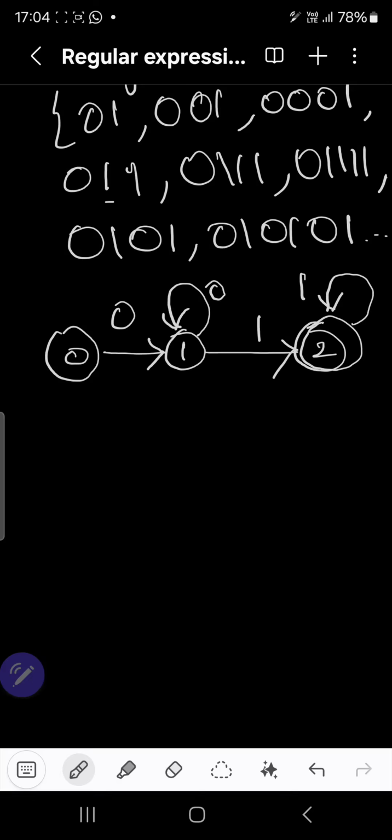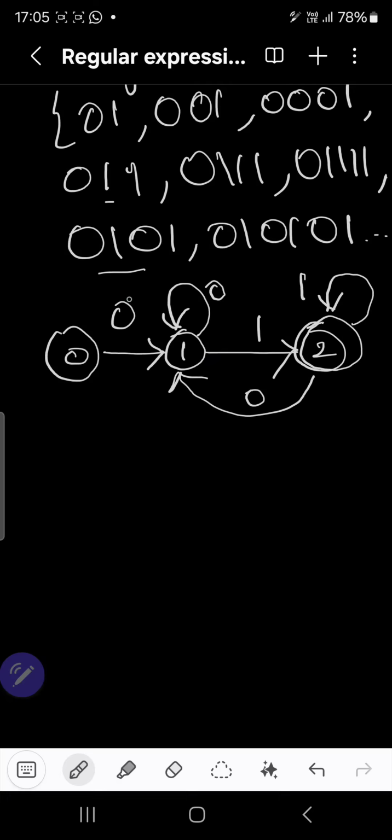Now let's go to the string 0101. In this case, the first character is a 0. It goes from state 0 to state 1. The next character is a 1. It goes from state 1 to state 2. The next character is a 0, but we don't have any transition from state 2 on input 0. So we will modify this DFA to include this. So we'll add that transition from state 2 on input 0. It goes to state 1.